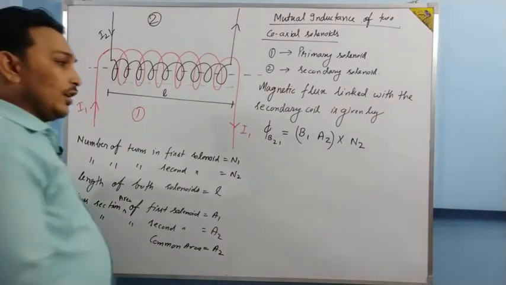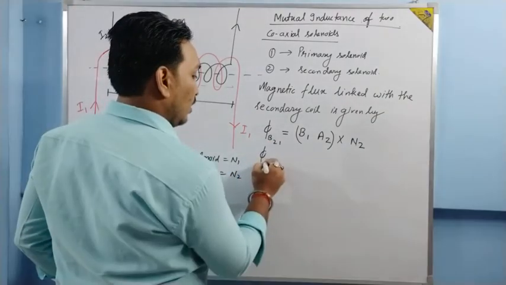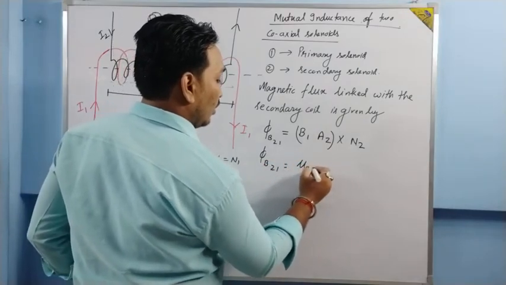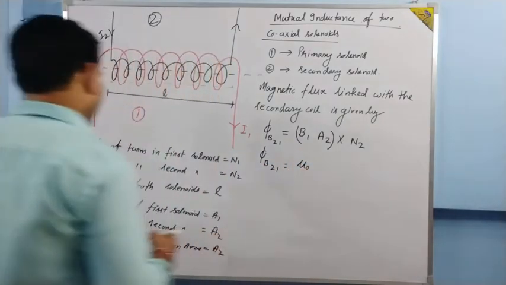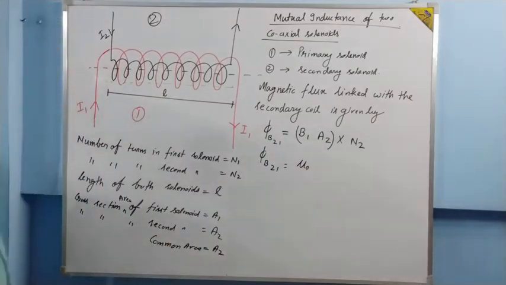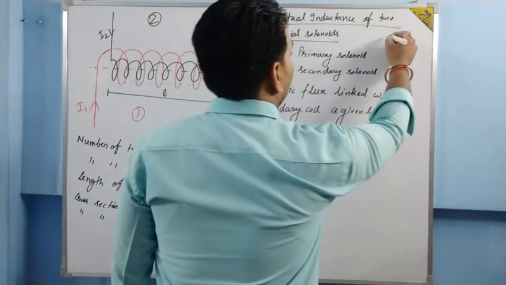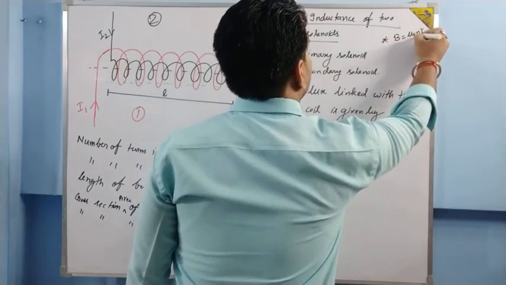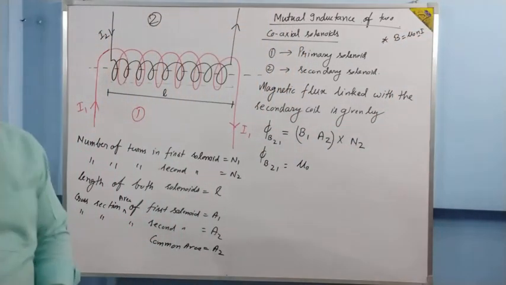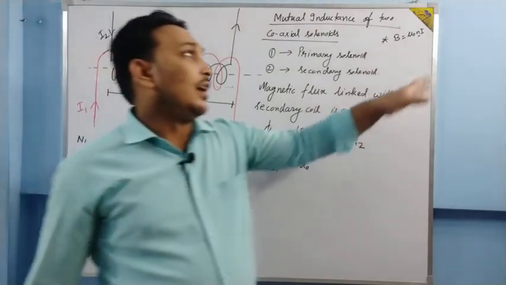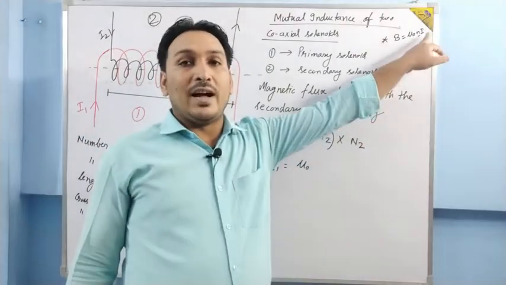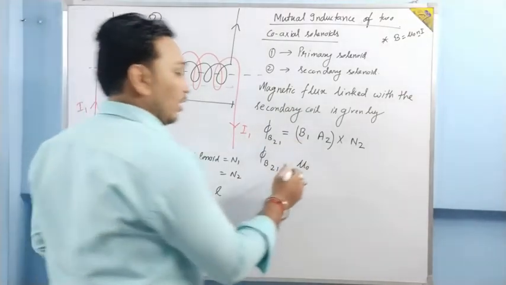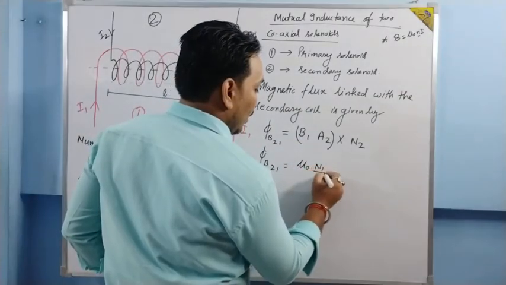Now let us put the value of B1. B1 will be mu naught N1, magnetic field due to a solenoid. What is the formula? The formula is B is equal to mu naught n i. What is mu naught? Permeability. What is n? n is the number of turns per unit length, and i is the current. So what is the magnetic field of the first one? It will be mu naught N1 upon L.